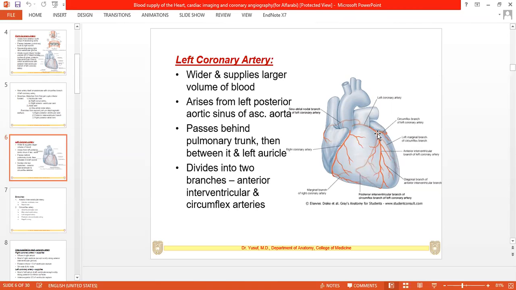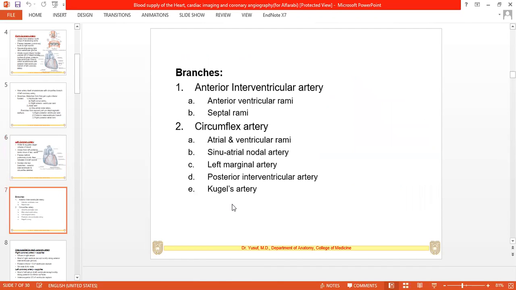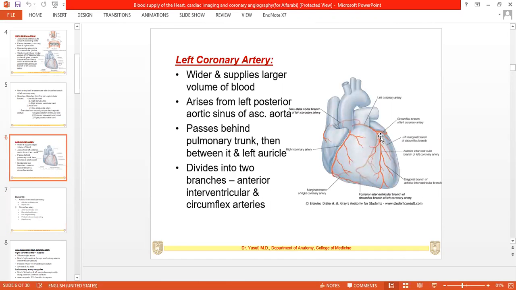It is called a circumflex because as soon as it takes origin, it will wind behind, okay, and go to the diaphragmatic surface. So that's why it's called a circumflex. Coming to the branches, what are the branches it will be giving? The anterior interventricular artery, as we have seen, is the most important branch here, as well as the circumflex.